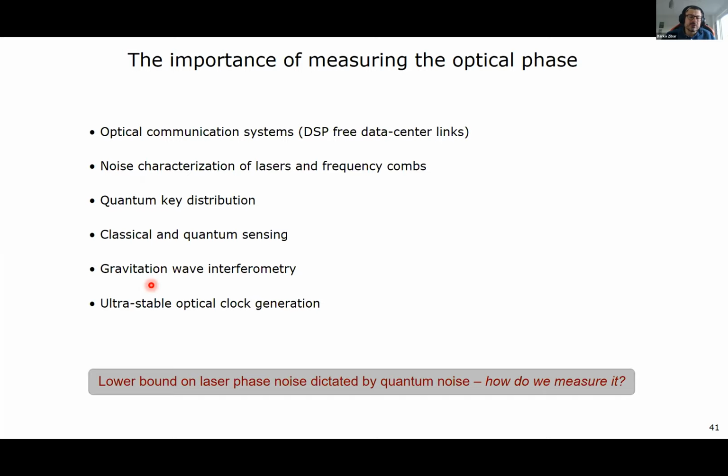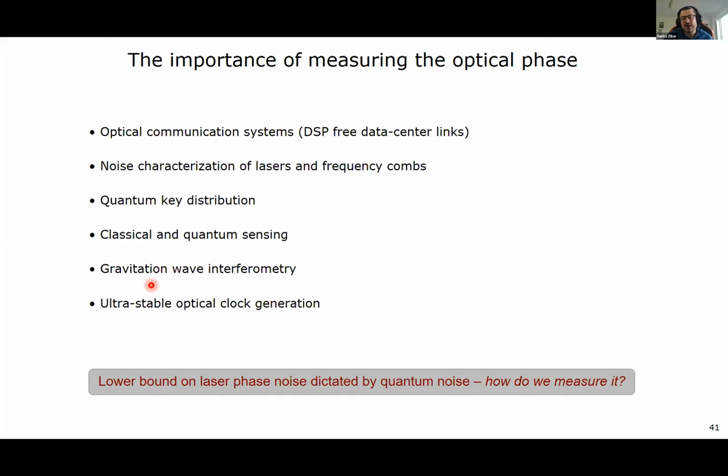There are also applications for ultra-stable clock generation and transmission of ultra-stable clocks. If you want to transmit those frequency references, we would like to keep them very stable even after the fiber transmission. In this case, we need to see how the fiber influences the phase noise of those ultra-stable clocks. The lower bound on, for example, the laser phase noise is dictated by the quantum noise. But the question is, how do we measure it? How do we access it?